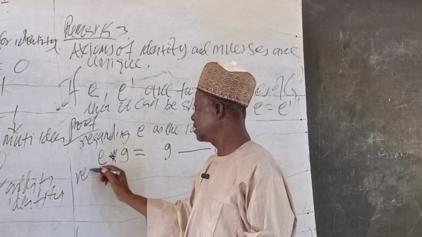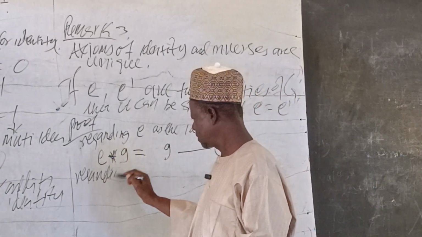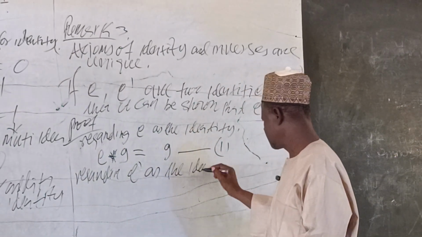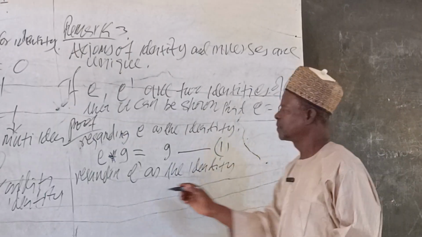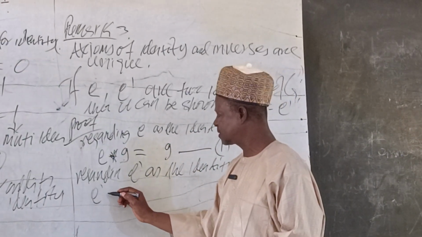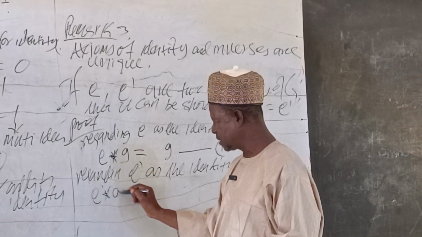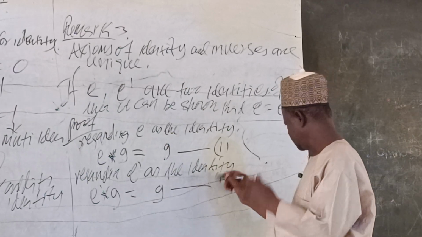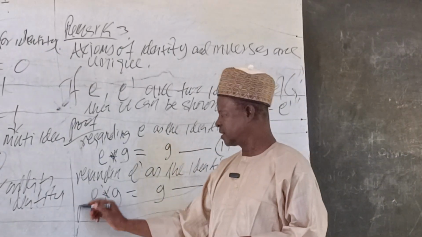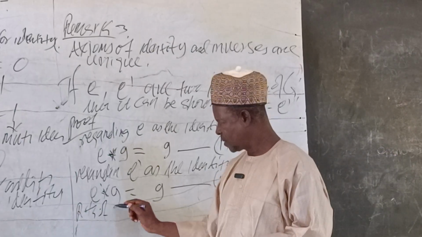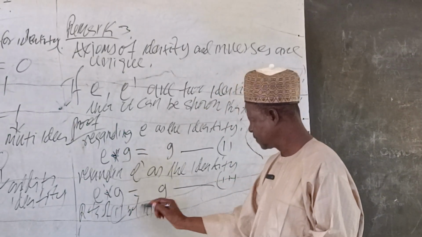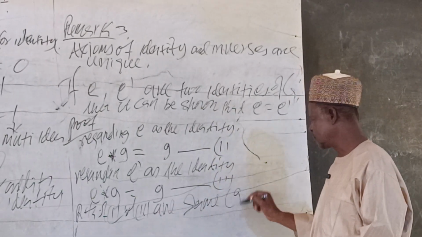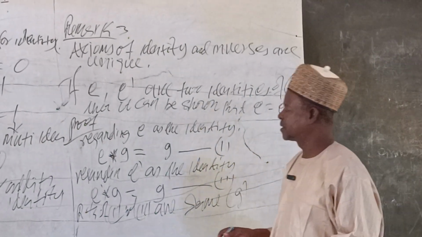And if you regard E dash now as the identity, what happens? E dash star G will also be the same as G. Question 2. You will notice that the right hand side of 1 and 2 are what? Are the same, isn't it? They are all equal to G, isn't it?